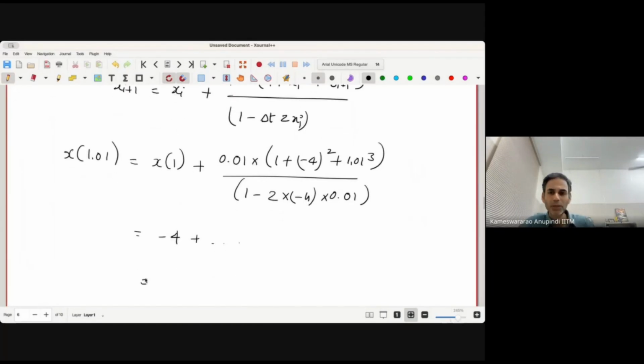What will it come out to be? Can somebody calculate and tell me? I have my calculator here, I'm just going to grab it. Okay, so what is this value? This is 17, 16, 17 plus 1.01 cubed.